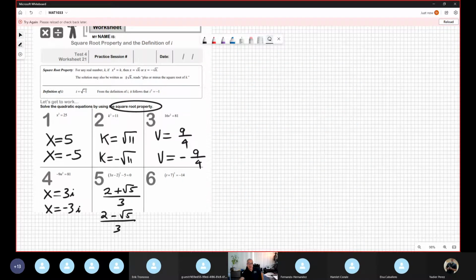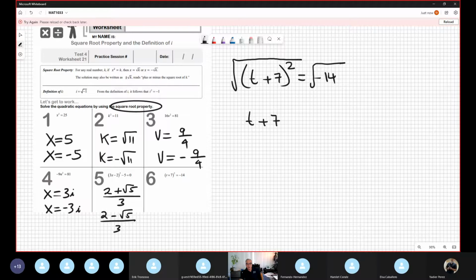Okay, now number 6 is the variable t, no? Parenthesis t plus 7 squared equals negative 14. Okay, again, one more time, square root on both sides. t plus 7 equals plus or minus. Don't forget plus or minus. When you write the quadratic formula, you have plus and minus, and this plus and minus comes from the same idea of the square root.